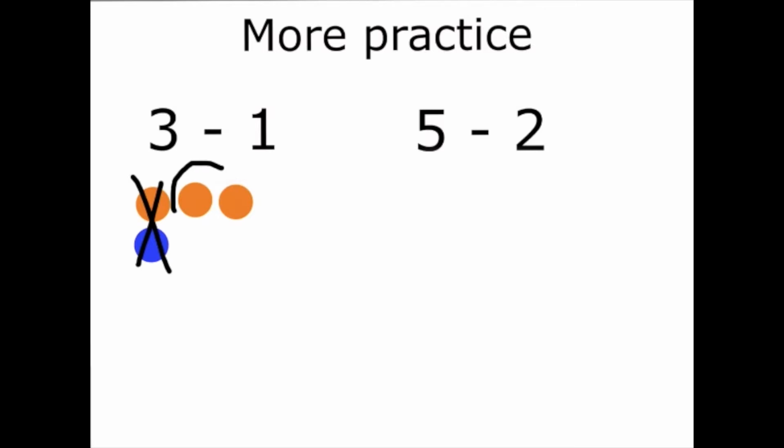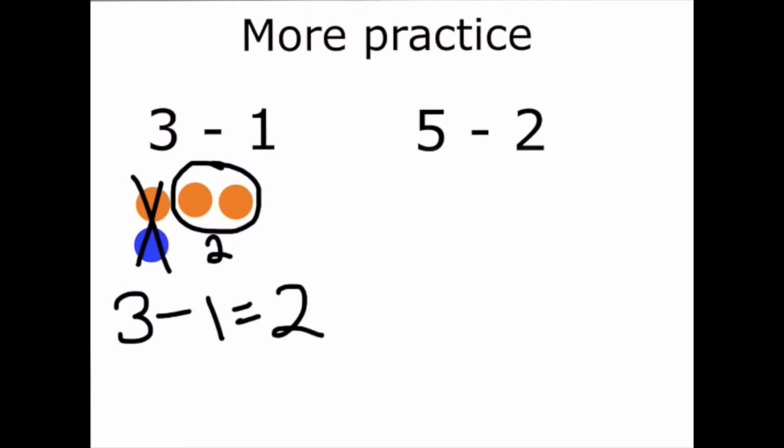The number of counters that we have remaining, which are these circled counters over here, is our answer because they are what's remaining after we subtract 1 from 3. So we know that 3 minus 1 is equal to 2 because we have 2 counters remaining after subtracting 1 from 3.